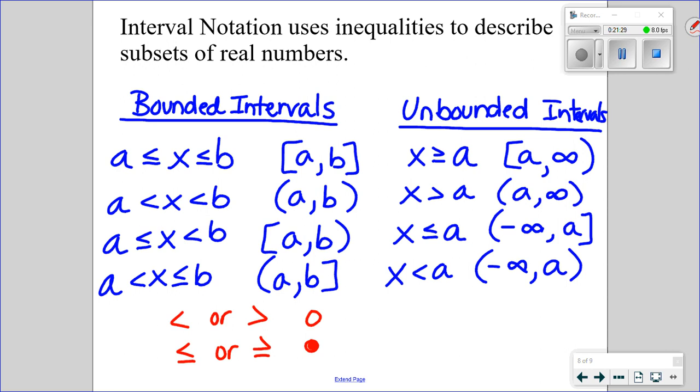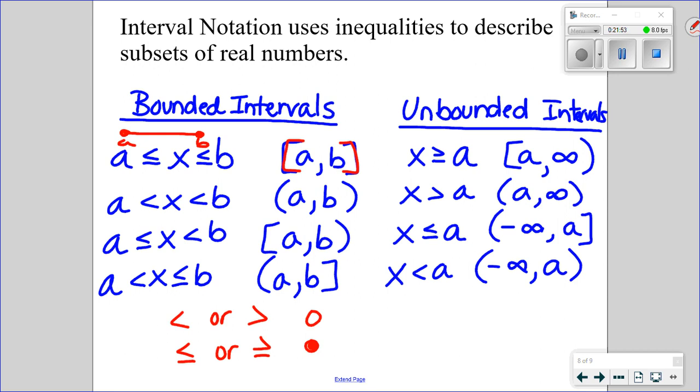If we were given the inequality a is less than or equal to x and x is less than or equal to b, if you were to graph that on a number line, you would have used closed circles for a and b. And so in interval notation, notice we just use a bracket. So it's just bracket a, comma b, bracket.